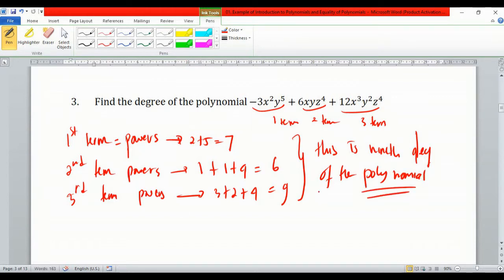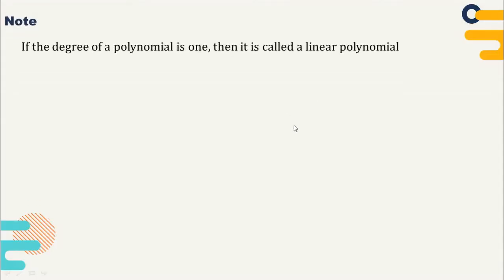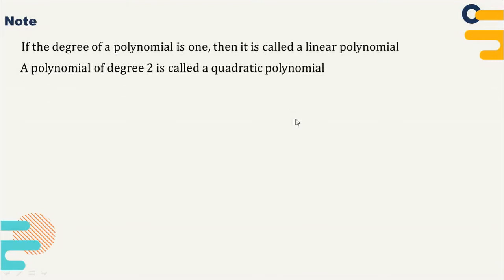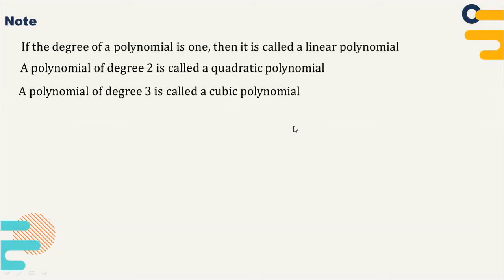So now let's go back to the slide. Note: if the degree of a polynomial is 1, then it's called a linear polynomial. A polynomial of degree 2 is called a quadratic polynomial. A polynomial of degree 3 is called a cubic polynomial. So in the previous example, we have degree 9, so you need to find what its name is, but its name is still the polynomial.